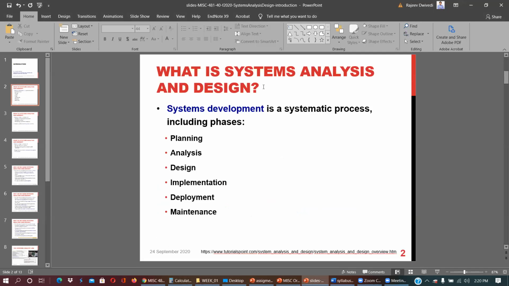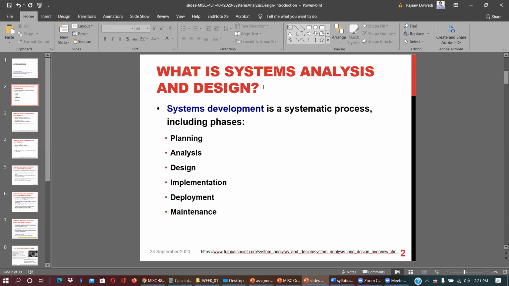So this is the course, basically, system analysis and design. Some people also call it information system development, and some call it development of information systems. These are different ways to call the same course, but traditionally it is known as system analysis and design. So what is system analysis and design?